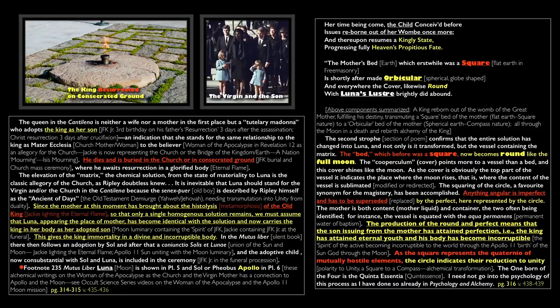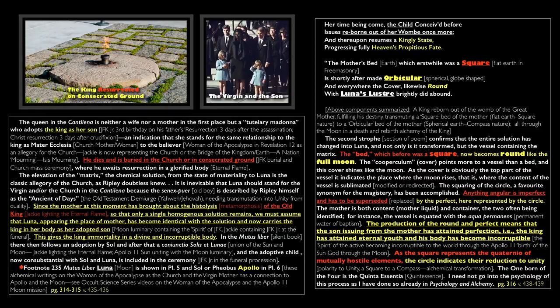And so the mother's bed, which was a square. If the bed of the mother is Earth, right, Mother Earth was a square, so that would be like a flat earth, is shortly made orbicular or spherical or globe-shaped or round with the moon's luster. So the luster of the moon, like the Apollo 11 moon mission, reveals the spherical nature that is transmuted from the lower square, right? This is all in this literature here.